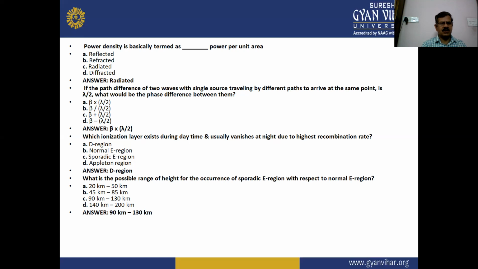So here the correct answer is option A, because if the path difference of two waves from a single source traveling by different paths to arrive at the same point is lambda by 2, what would be the phase difference between them? The phase difference will be beta multiplied by lambda by 2, or equal to beta lambda upon 2. So this is the phase difference between them, and the correct answer is option A.